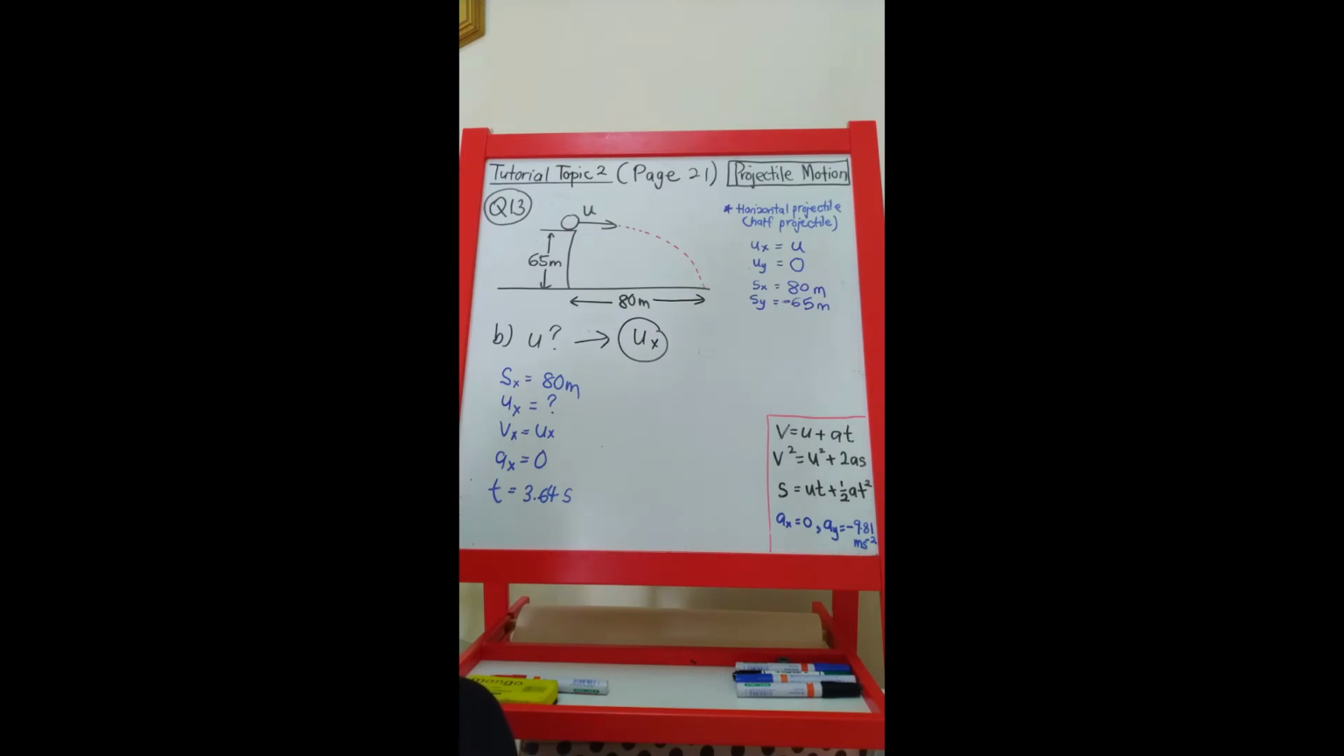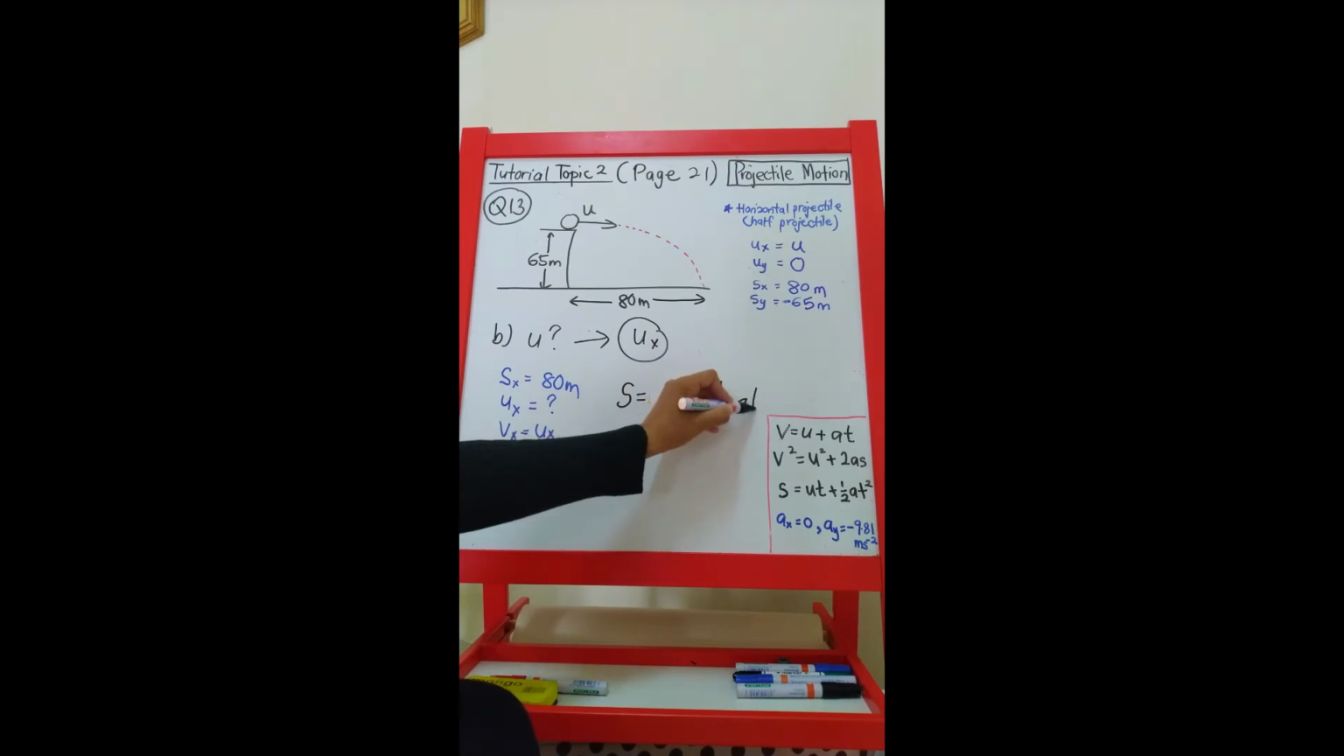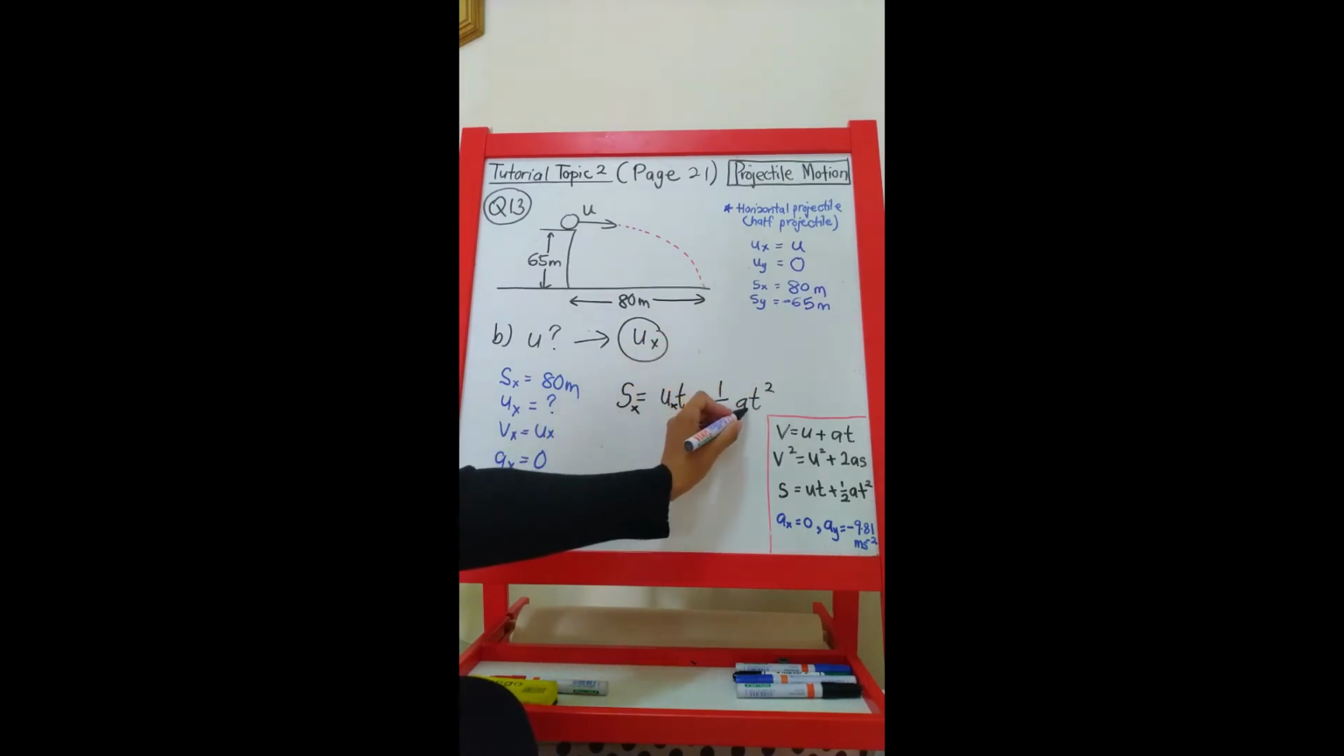So the most suitable equation is obviously the one without V, because we don't have V since we don't have U. The most suitable equation is the last one, S equals UT plus half AT squared. Remember to label each component.